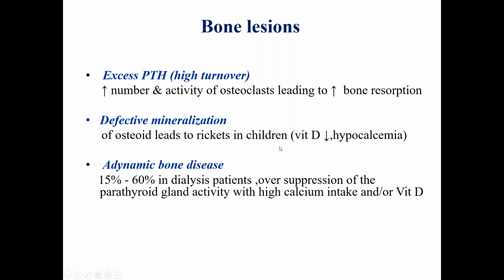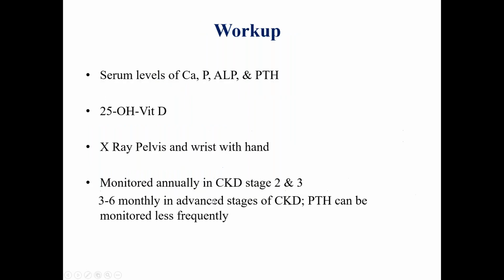Then defective mineralization, as I said, in children leads to rickets, and in older children it can lead to osteopenia. And if you use vitamin D and calcium supplements very aggressively, it can actually suppress your PTH also, and over suppression of PTH can result in an adynamic bone disease, which in the pediatric age group can result in severe growth failure. So you have to be very cautious about the doses of vitamin D that you are using.